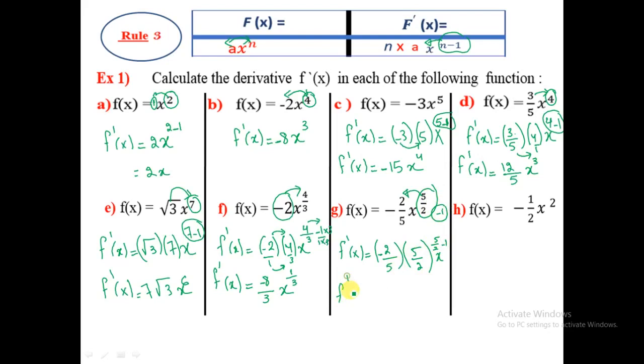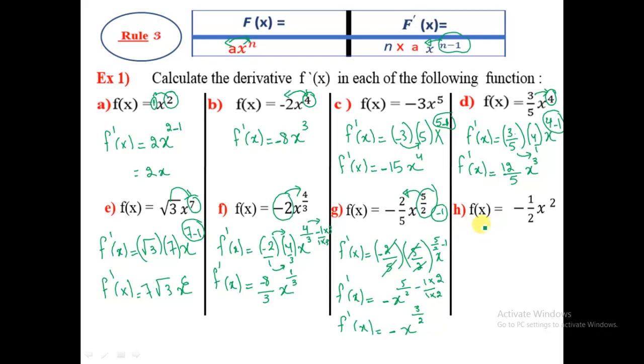So we will have f prime of x equals, here 2 and 2 will be cancelled, and 5 and 5. So we will get minus x to the power 5 over 2 minus 1. We will make a common denominator. Here we will multiply by 2 and here by 2 to get f prime of x equals minus x to the power 5 minus 2 is 3 over 2.